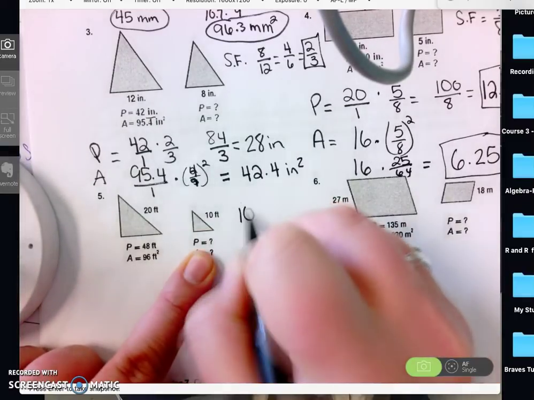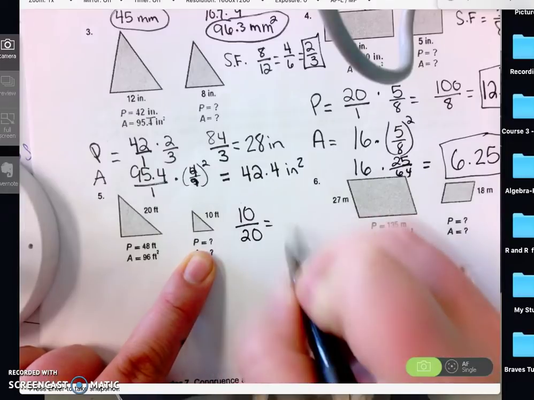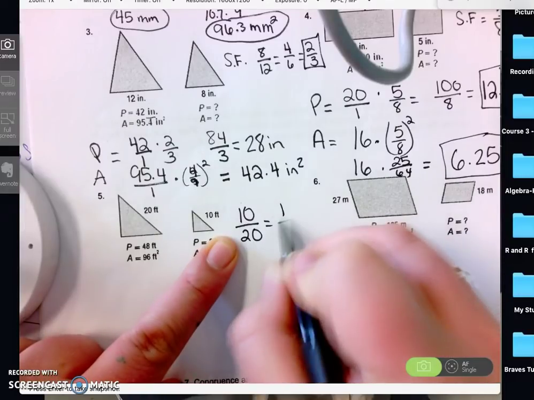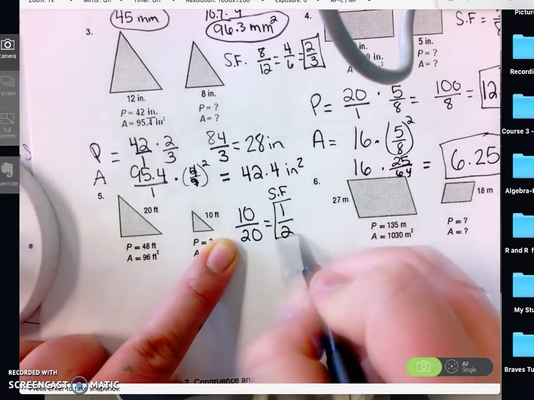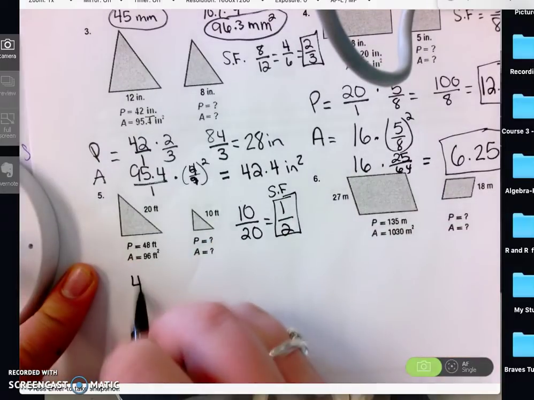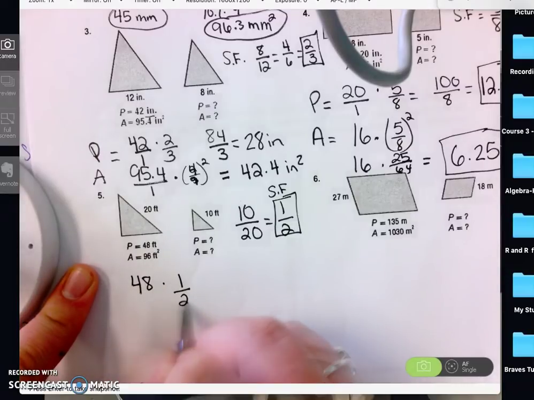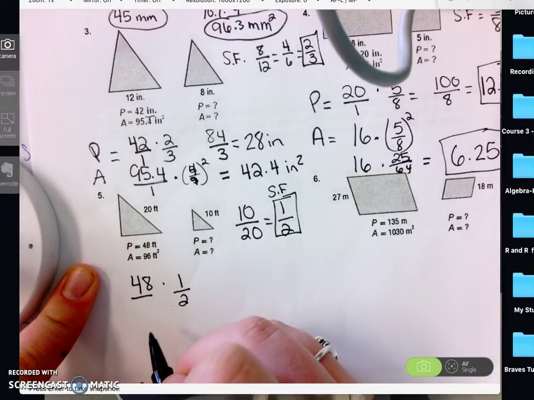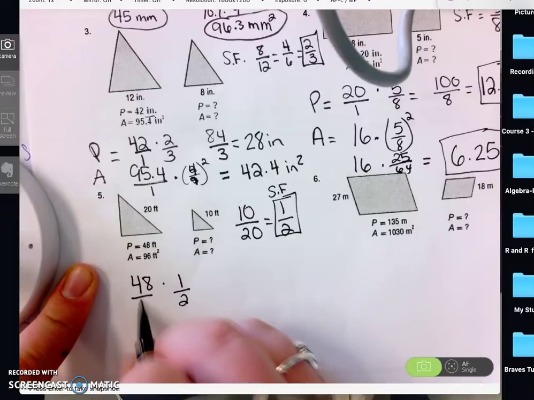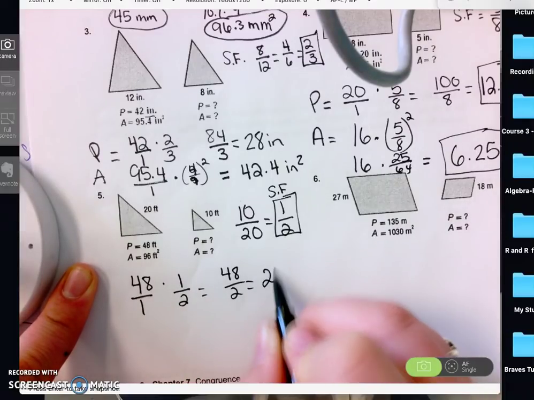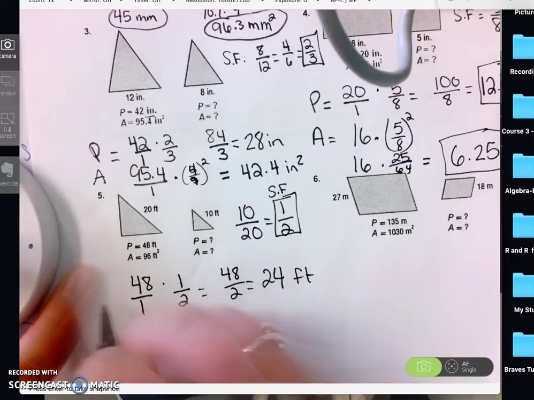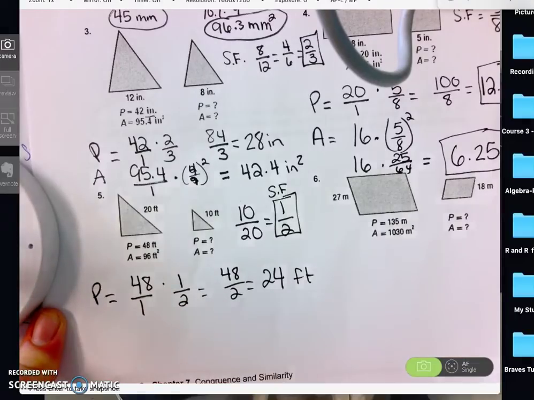Missing, so 10 over 20. Both can be divided by 10, so 1 over 2. So this is my scale factor. Take the perimeter, 48, multiplied by 1/2. 48 over 2, which equals 24 feet. That's my perimeter.